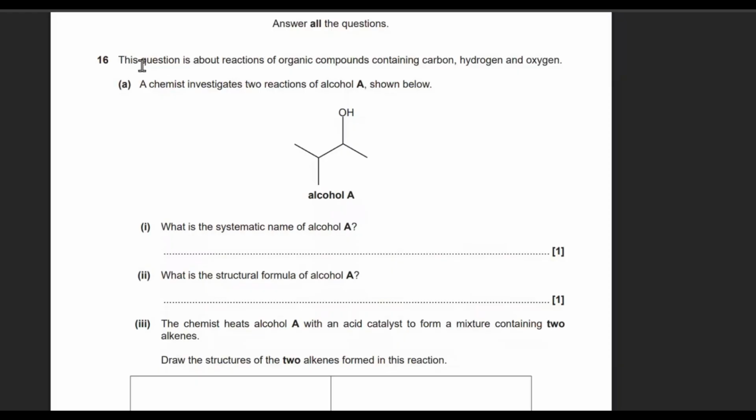Okay, welcome to Let's Get to the Marks. Going through a little question here, organic chemistry for A-level. Let's go. Why don't you pause the video and have a go? What is the systematic name of alcohol A, and what is the structural formula of alcohol A? Grab pen, grab paper, pause the video, have a go at this one, and then I'll go through the answer.